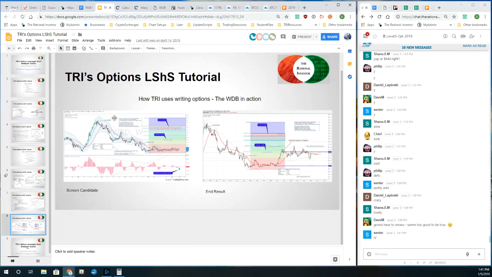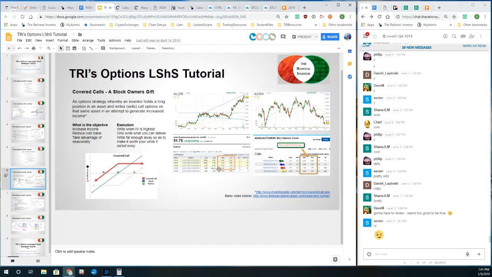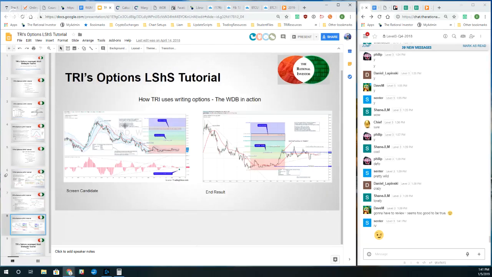We want, if we're writing, remember, if we're writing calls, we want high implied volatility. Do you see the high implied volatility here, Dave? Ridiculous. If we're writing puts, we want high implied volatility. And if you can get high enough implied volatility, then you can actually get the market to pay you to hold the position.